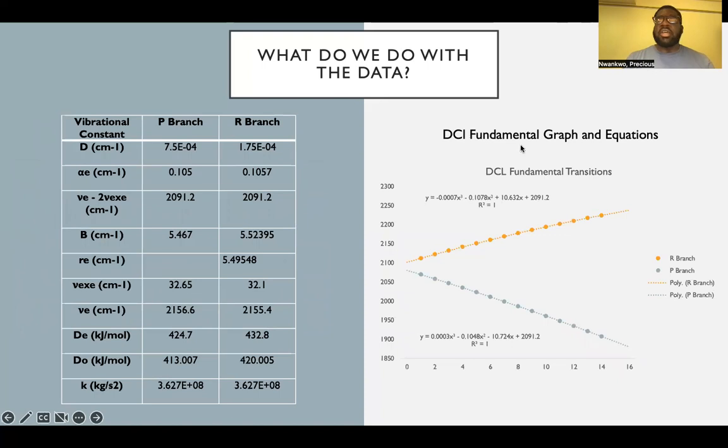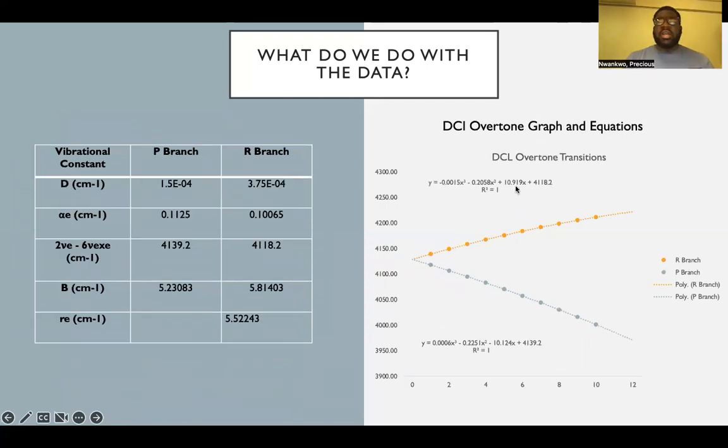As I was saying, here's our DCl fundamental graph, and here are the polynomials that we have. These are the polynomials for the P branch and the R branch. As you can see, we can use them to solve for the K value, which is the spring or force constant that we really care about. For this, it is 3.627 e to the positive 8 for both the P and the R branch.